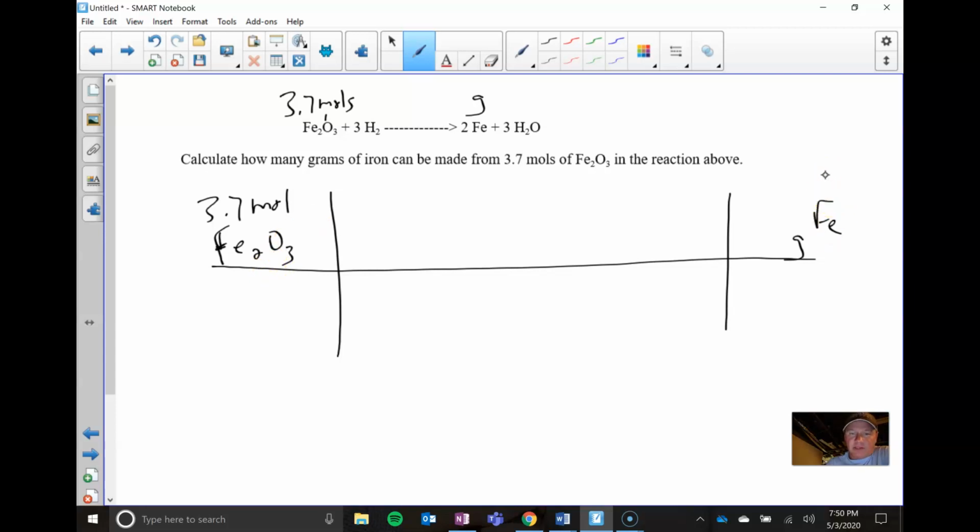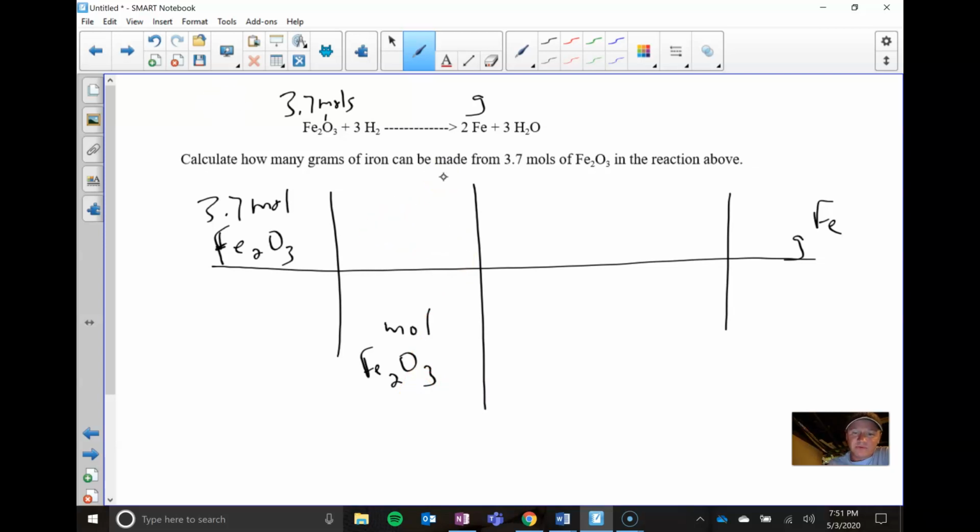Now if you get into the problem and you have absolutely no idea what to do, remember that we are going to have to cancel diagonally here. We're trying to move away from this unit. So we're going to put moles of Fe2O3 on the bottom. Now the question comes in, what do we put on top? Well, grams of iron is our end goal. That's what we're trying to get to. But we can't just put grams of iron up here because we don't have a conversion that takes us from moles of iron oxide to grams of iron. We don't have a relationship for that.